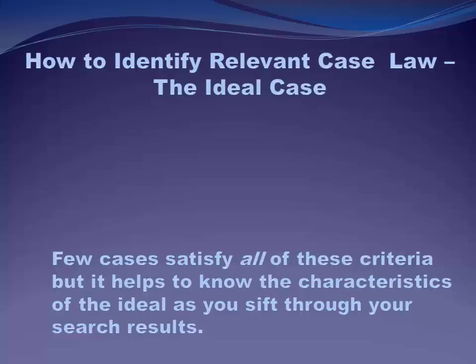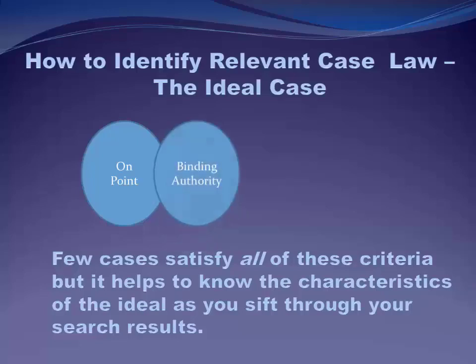So four different factors. On point, which means that it's both similar in facts and legal issues. A case like this is often also referred to as being on all fours with your case. Binding authority means that it's binding on the court that's going to be considering your issue. So for example, if you're in the Second Department in New York, you don't really care about what some district court said in New York, and you don't care about what the California Supreme Court said. It's persuasive authority, but it's not binding authority. So you want to find a case that's binding on your court.